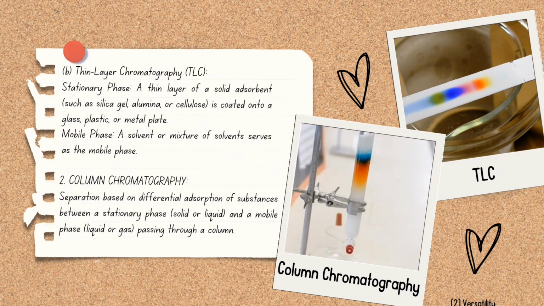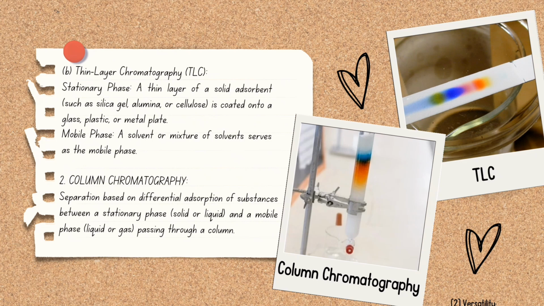Meanwhile, in thin layer chromatography or TLC, a thin layer of a solid adsorbent such as silica gel, alumina or cellulose is coated onto a glass, plastic or metal plate as the stationary phase. A solvent or mixture of solvents serves as the mobile phase.